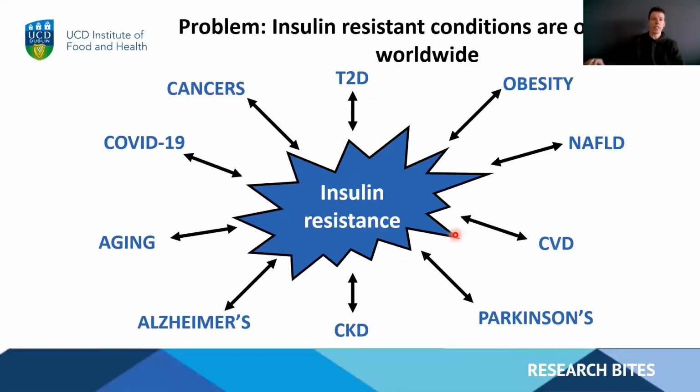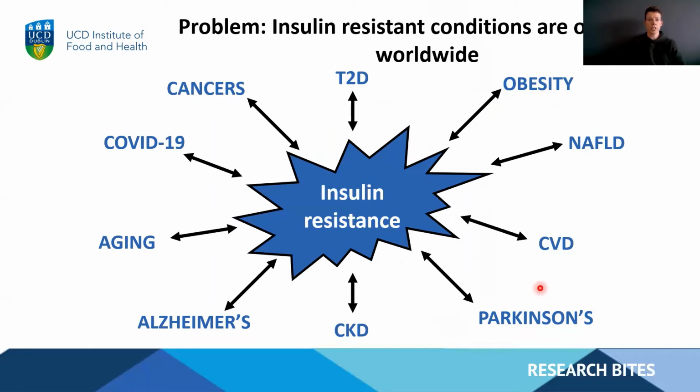An overriding theme of my work to date has focused on insulin resistance and the problem of insulin resistance in chronic disease. Typically when we think of insulin resistance, we think of type 2 diabetes, and perhaps obesity-related diseases such as fatty liver disease and cardiovascular disease.